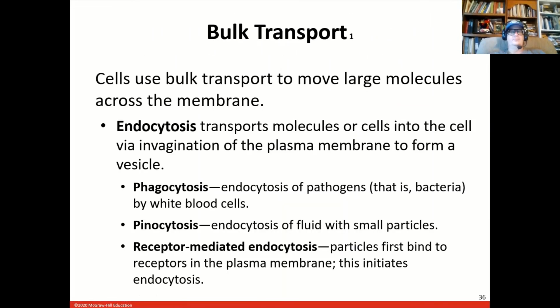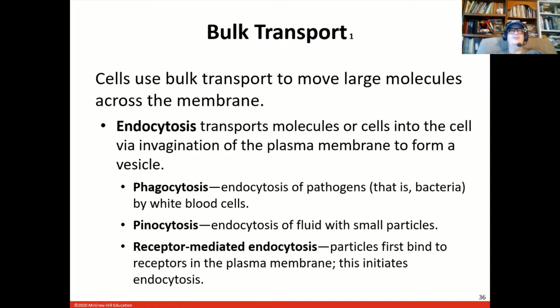So if we're moving large amounts of things, we're either going to do endocytosis or exocytosis. Endo if we're bringing things into the cell, exo if we're moving things out. So endocytosis, you got 3 types. You got phagocytosis, which means cell eats. Cyto is cell, phago is eat. So phagocytosis, cell eats. It takes in a big thing. And that example that they're using, white blood cell taking in a bacteria.